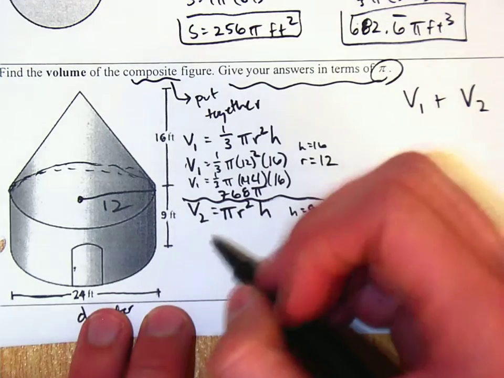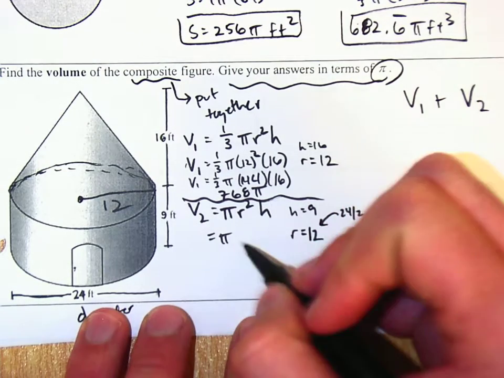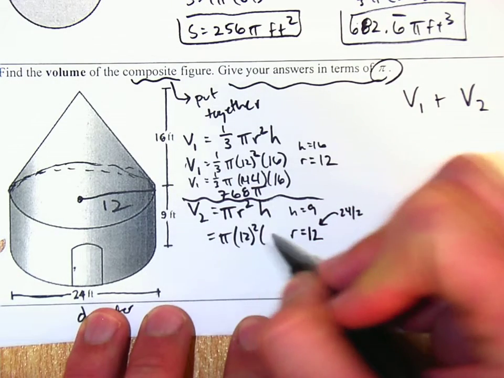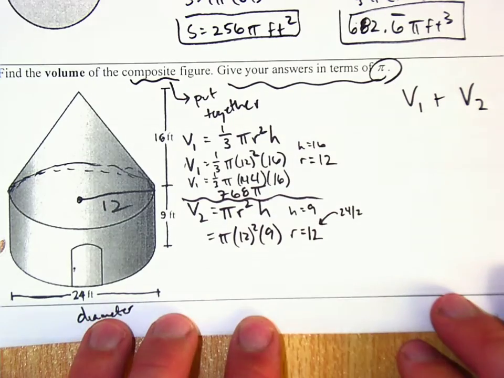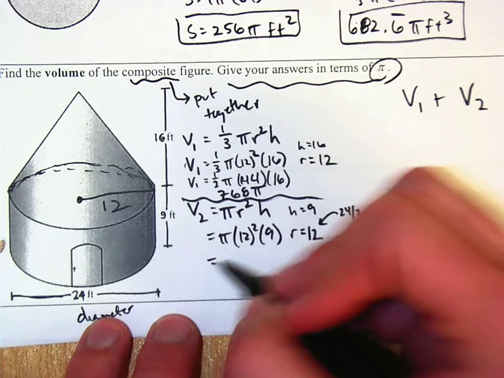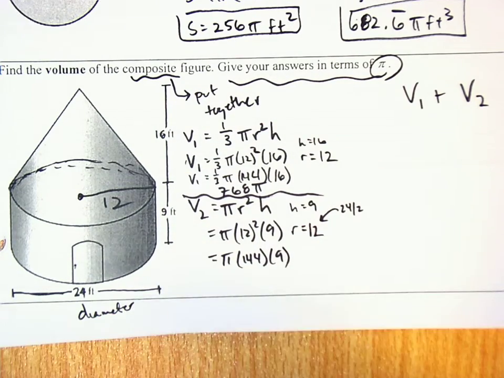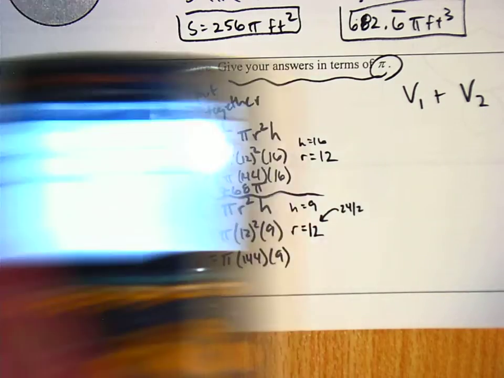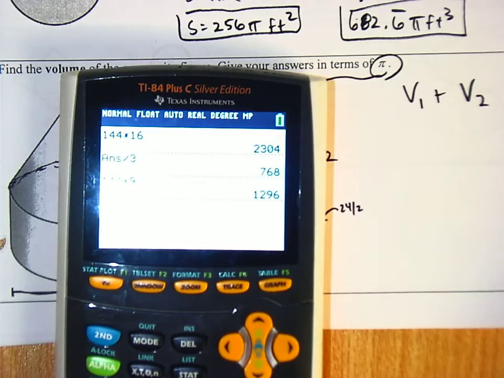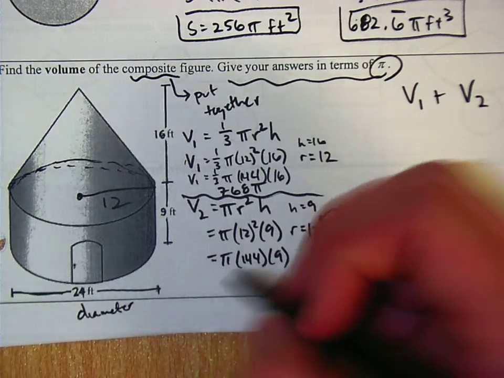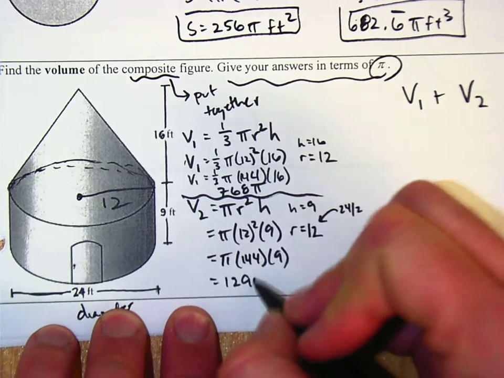Now I want the volume of the cylinder. This is pi r, or 12, squared times h, which is 9. So this is pi times 144 times 9. Well, 144 times 9 is 1296. This is 1296 pi.